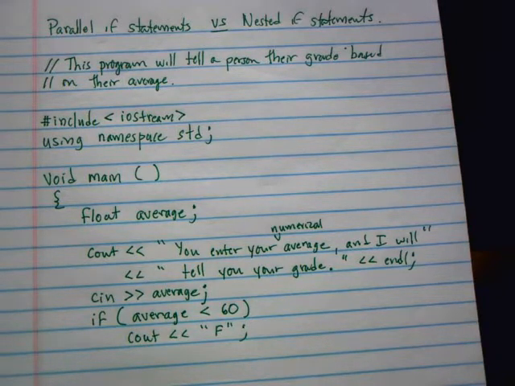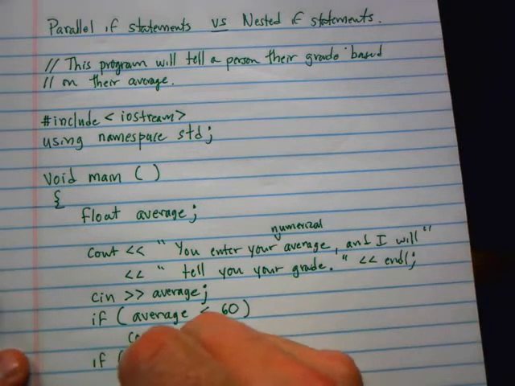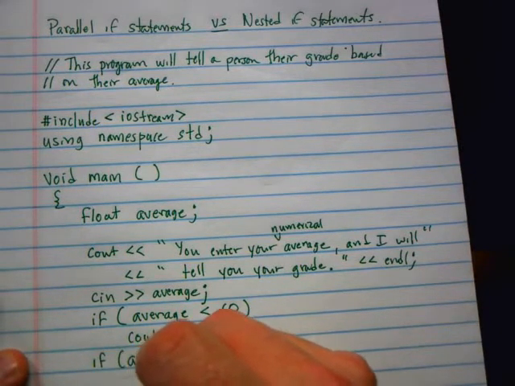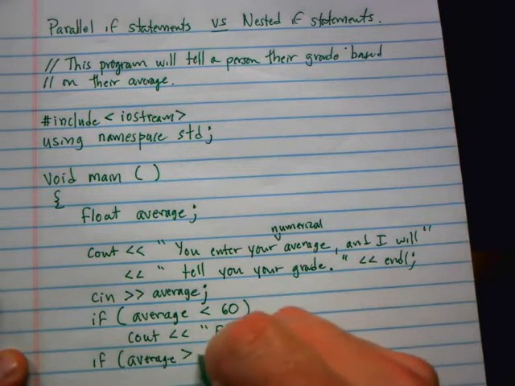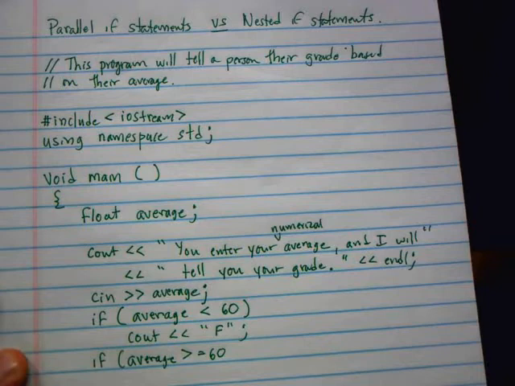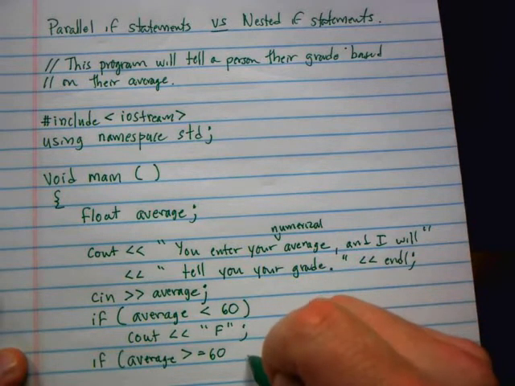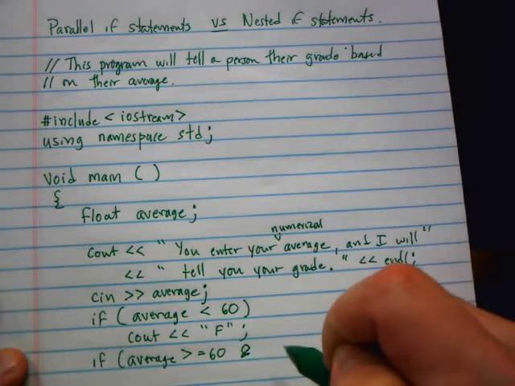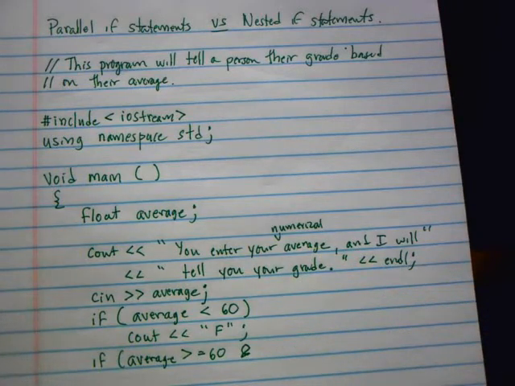To get a C in this class, your grade needs to be between 70 and 77. So what should I write next? Another if. And what's that if going to say? Average is greater than 60, but less than 70. Okay. So we're going to write if average is greater than or equal to 60. And just 60 counts as the next letter grade. 60 counts as a D.